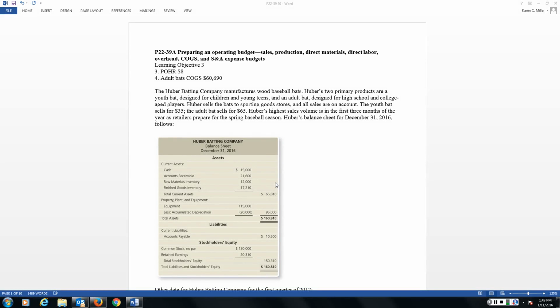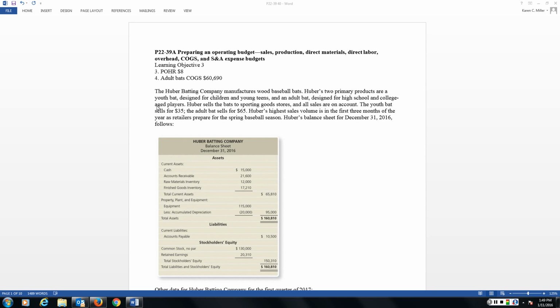I have pulled somewhat of a comprehensive problem out of your text to provide an illustration of the operating budget. So we're going to look at the examples we covered within the chapter: the sales budget, production budget, material, labor, overhead, cost of goods sold, selling and general administrative expenses. Let's take a look at these utilizing the company Huber Batting Company.